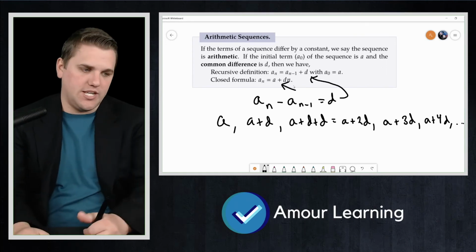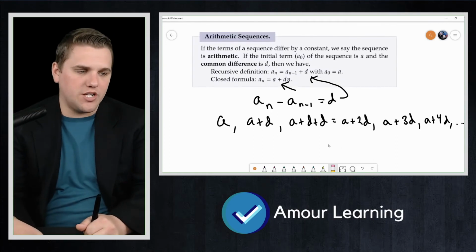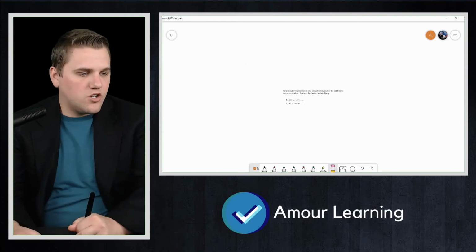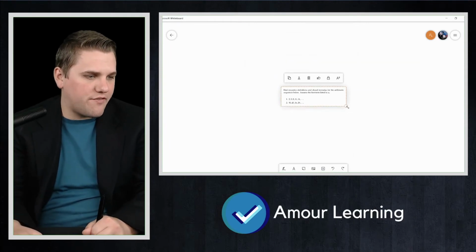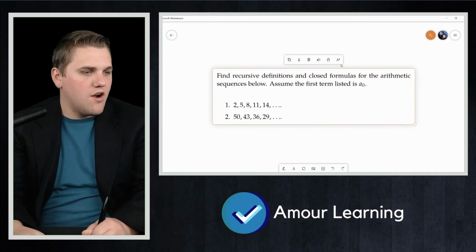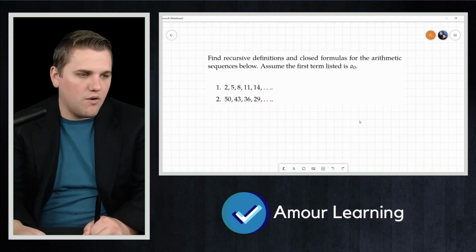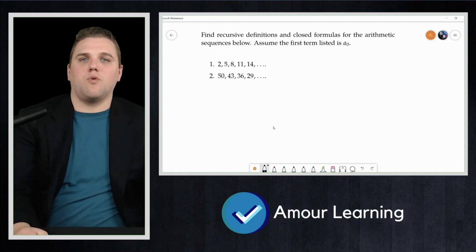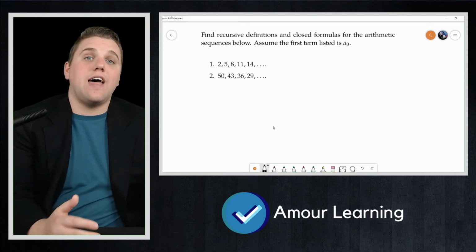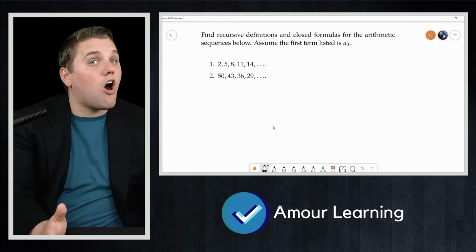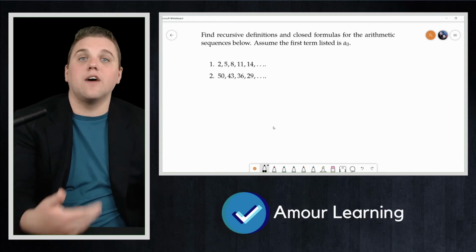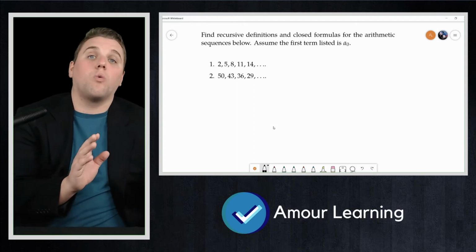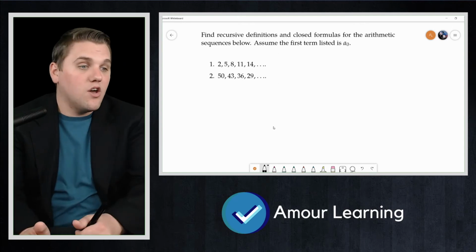Let's do an example together. Once we work with numbers, this will all make more sense. So let's find recursive definitions and closed formulas for the arithmetic sequences below. Assume the first term listed is a naught. Okay, so for this first one, we should check that these sequences really are arithmetic by taking differences of successive terms. Doing so will reveal the common difference d, which is what we want.